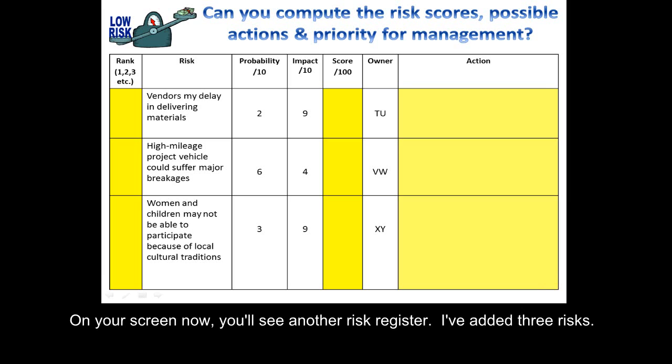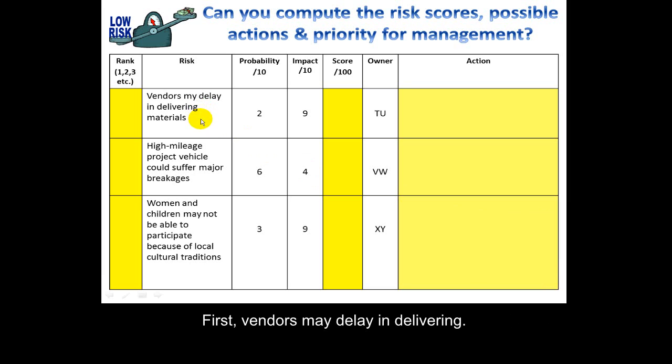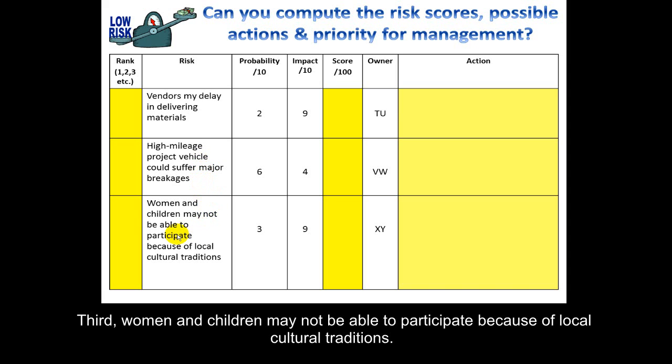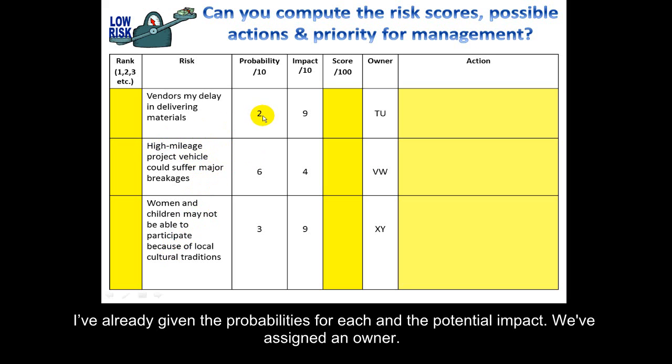On your screen now, you'll see another risk register. On this one, I've added 3 risks. First of all, vendors may delay in delivering materials. Second, high mileage project vehicles could suffer major breakages. And then number 3, women and children may not be able to participate because of local cultural traditions. We've already given the probabilities for each of them and the potential impact, and we've assigned an owner.